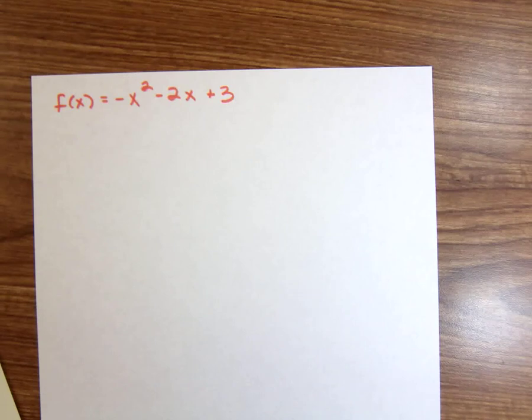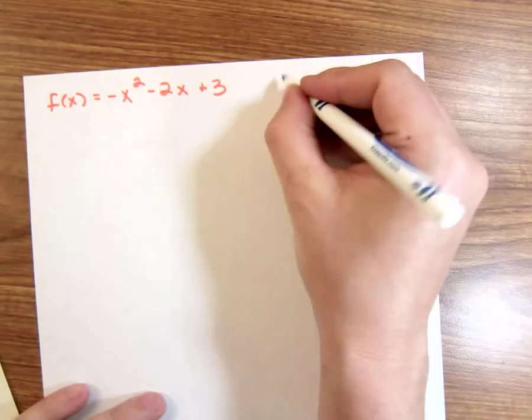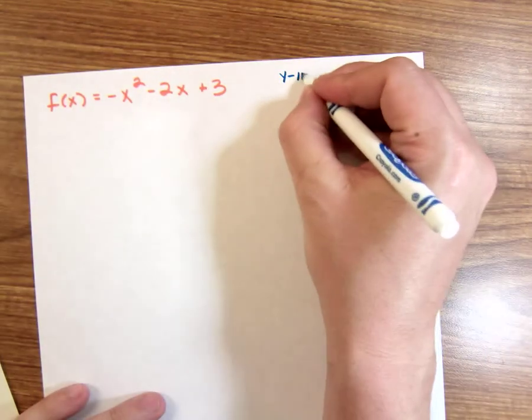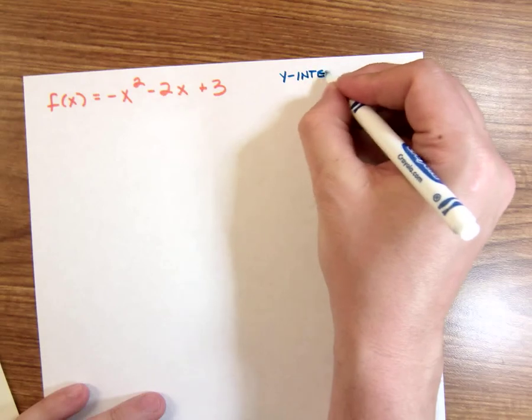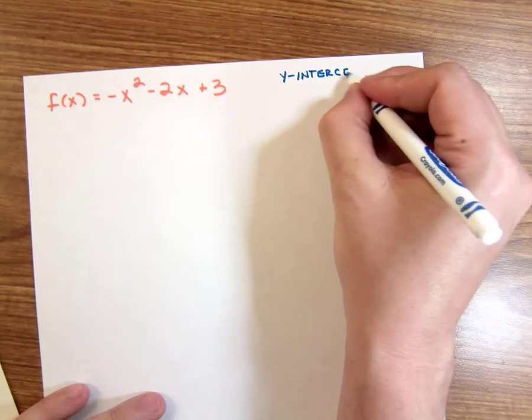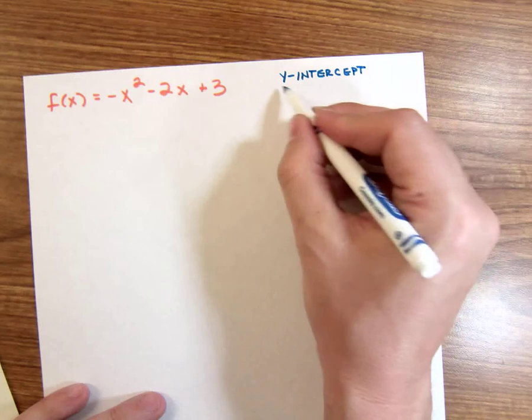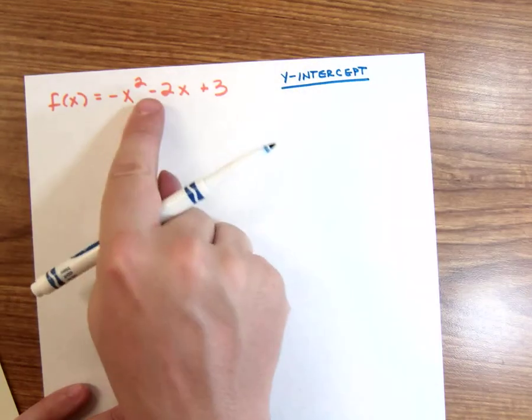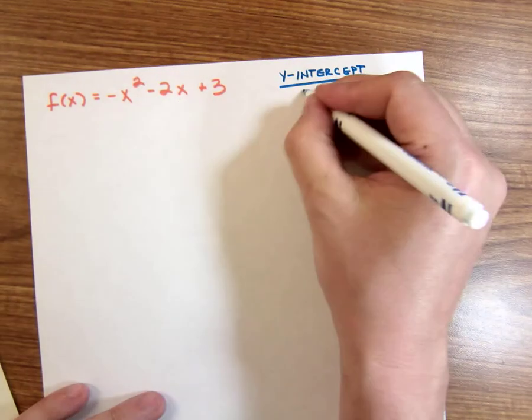What's the y-intercept? Start with the y-intercept. That's the easy one. If the x's were all zeros, what would the y be? 0. 0 minus 0 plus 3. The y-intercept is (0, 3).